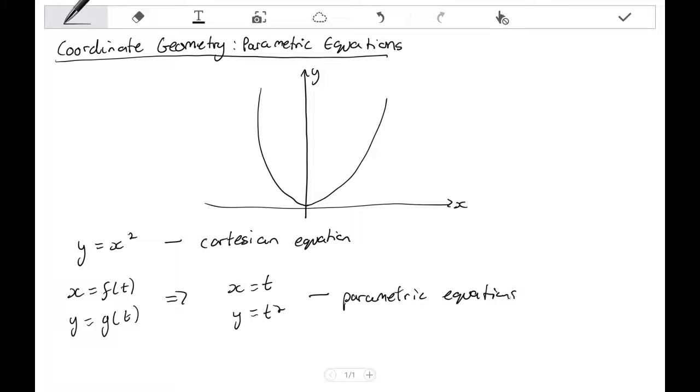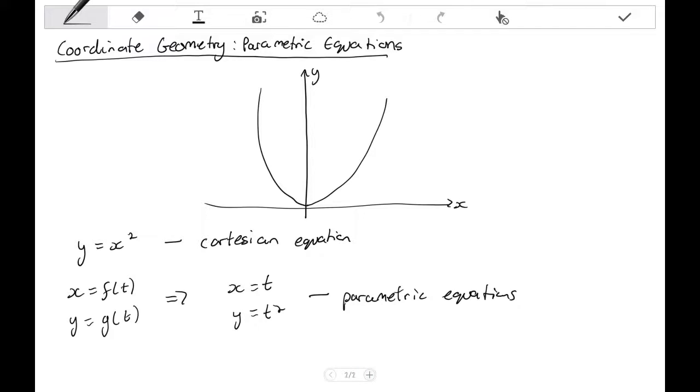So Cartesian equations directly relate one of the variables to another variable. Parametric equations describe the variables based on some third variable. In this case, I've used t, but you could use whatever letter you want. So that's parametric equations. What do we need to be able to do with them?